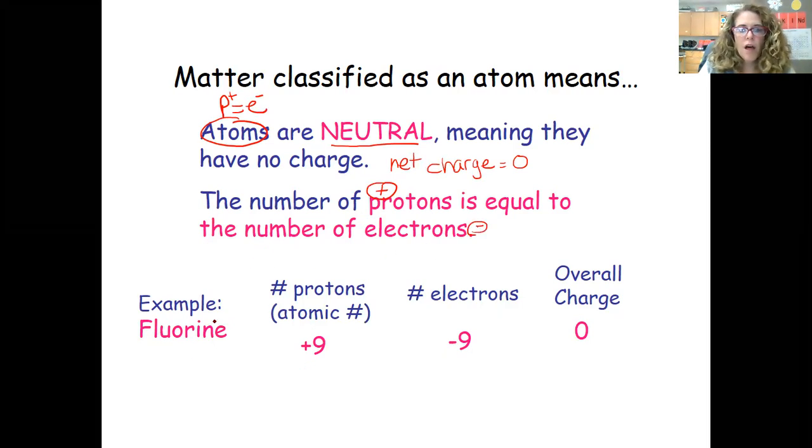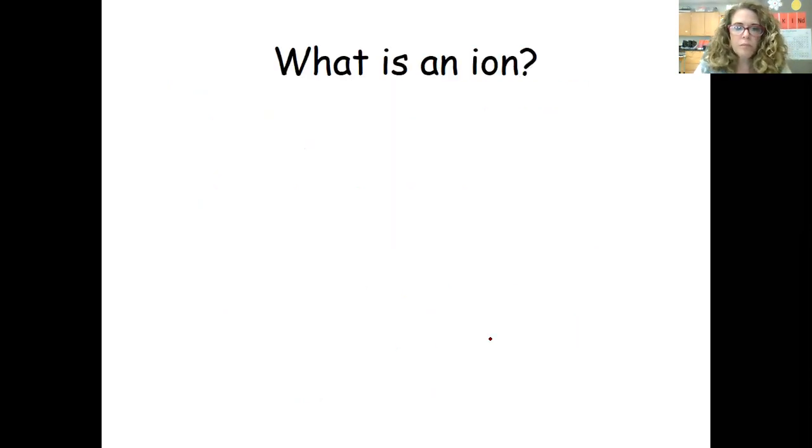For example, the element fluorine has the 9 positive protons. And again, just a little bit of review. The nuclear charge, right? The charge of the nucleus is positive 9 because there's 9 protons. The neutrons have no charge in the nucleus. And outside the nucleus, we have -9. We have 9 negative electrons. So the overall charge of +9 plus a -9 is equal to 0.